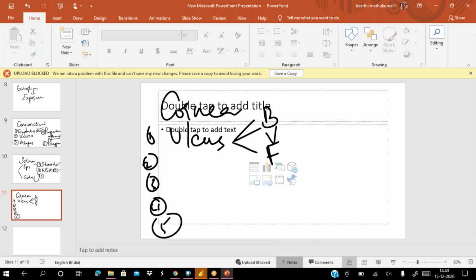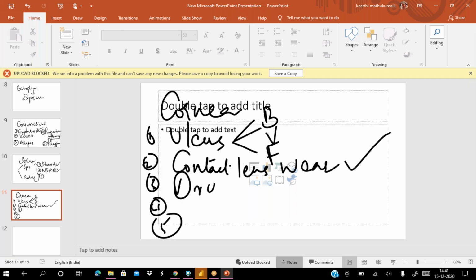What other causes? Any other cause? Does anyone in your class wear contact lens? Sometimes the contact lens fluid itself, if it has expired or something like that, may cause irritation leading to red eye, right? Next, most common is dry eyes, okay? Dry eyes will cause red eye. Any other causes in cornea?